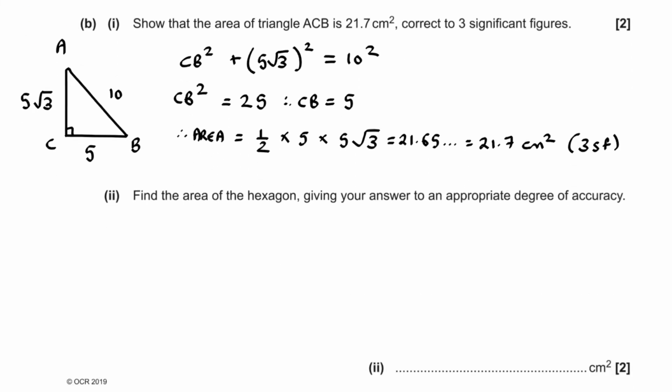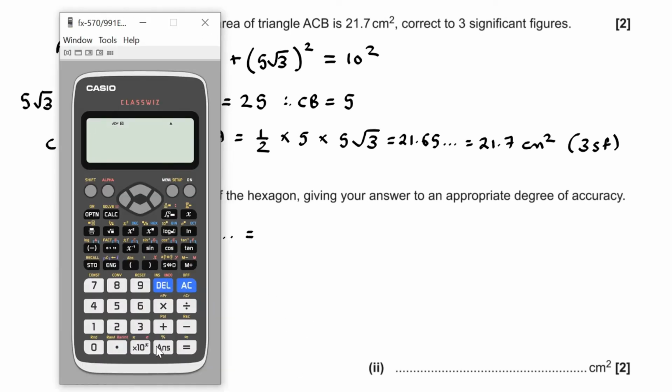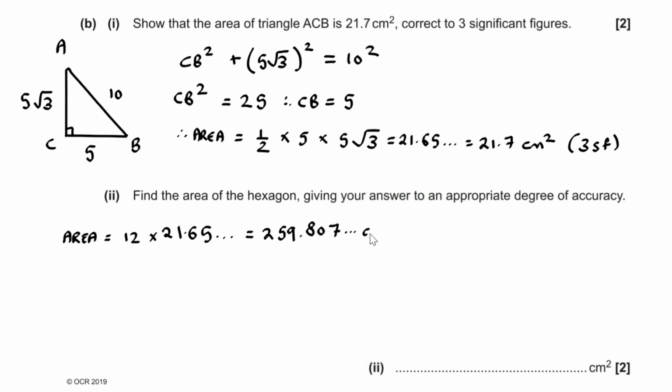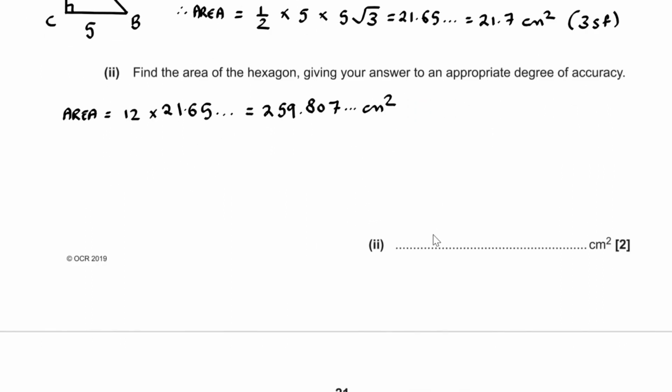So therefore the area is equal to 12 lots of the value we just found here. And don't use your rounded answer, use the unrounded answer. So if I times this by 12, we end up with 259.807, etc. centimeters squared. So we have, to an appropriate degree of accuracy, 259.8 given to 1 decimal place.